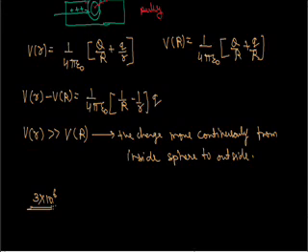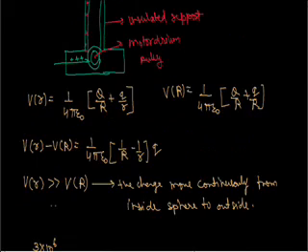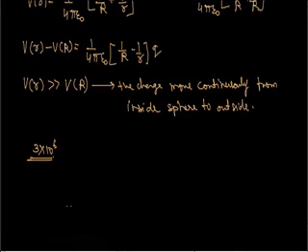The basic principle is that positive charge moves from higher potential to lower potential. This principle is used in the Van de Graaff generator. Okay, thank you.